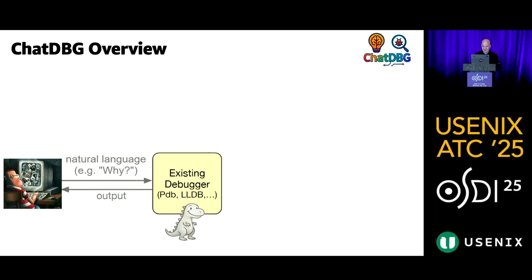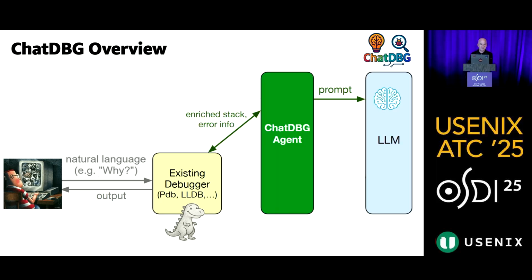All right? So what's happening here? Normally, you interact with the debugger. There's some debugger like LLDB, and you enter commands or you click buttons in the user interface. Here with ChatDBG, we extend this with an agent that intercepts all of the PDB or GDB commands and then sends them off to the LLM.